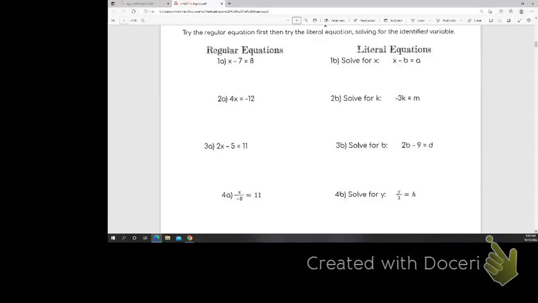So on the left side, these are all regular equations, normal things that we should already know how to solve. You don't have to confess to me now if you don't, but I think you do.